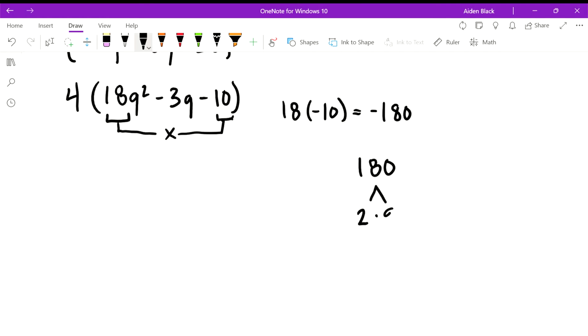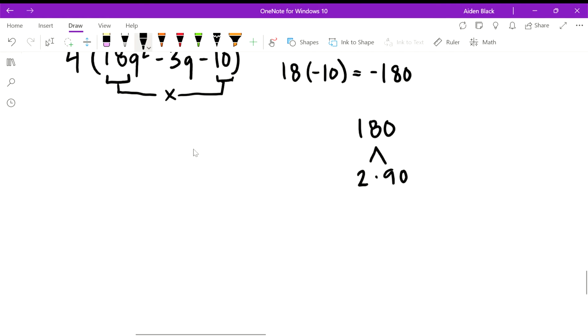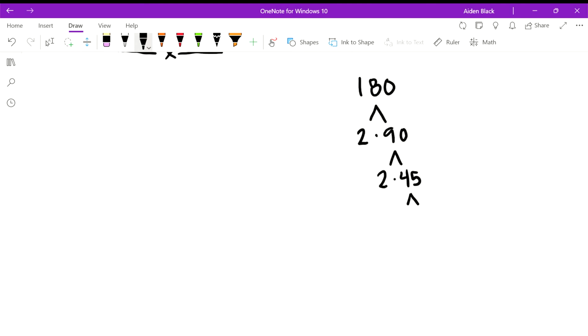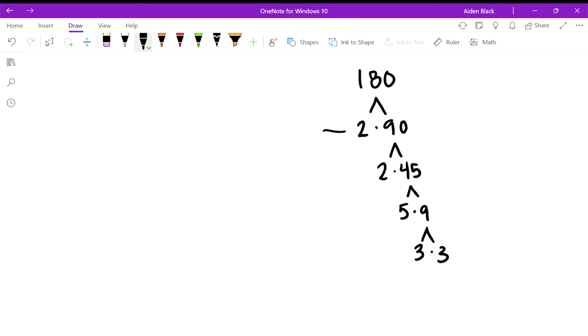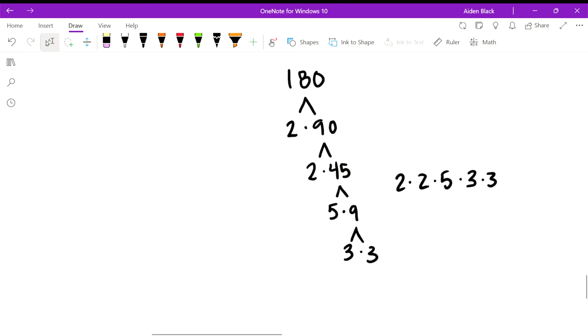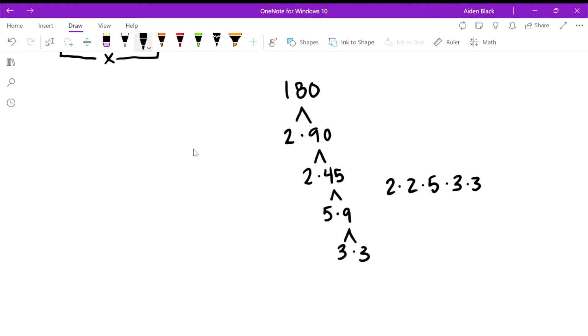It's 2 times 90, and then we have 2 times 45, and then we have 5 times 9, and 9 breaks down to 3 times 3. Okay, so this is kind of cool. This is called prime factorization. 2 times 2 times 5 times 3 times 3. So if you multiply this all out, you should get 180.